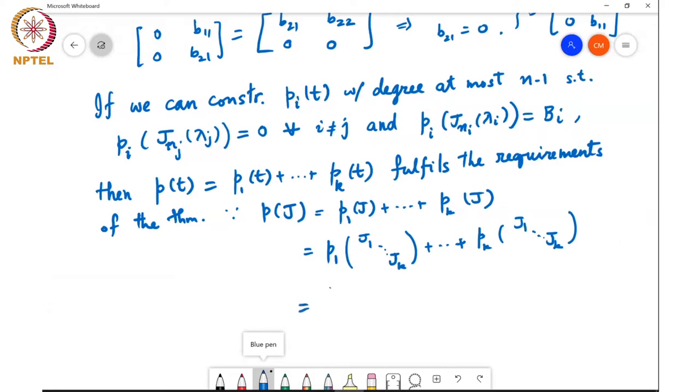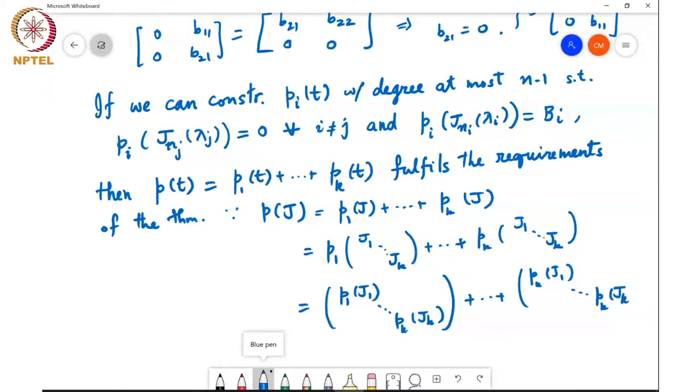That's exactly equal to the polynomial applied to the entire block diagonal form. What I mean is that this is equal to P1 of J1 through P1 of Jk, plus etc. plus Pk of J1 through Pk of Jk. Okay, this is in general not true. You cannot push the polynomial inside each element of a matrix, but for a block diagonal matrix, you can push the polynomial into each of the blocks.